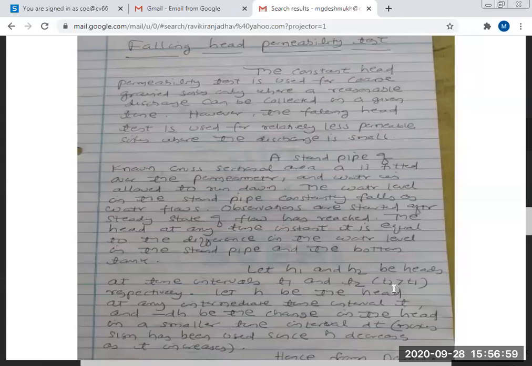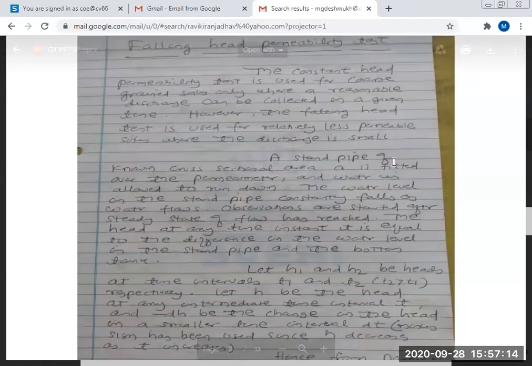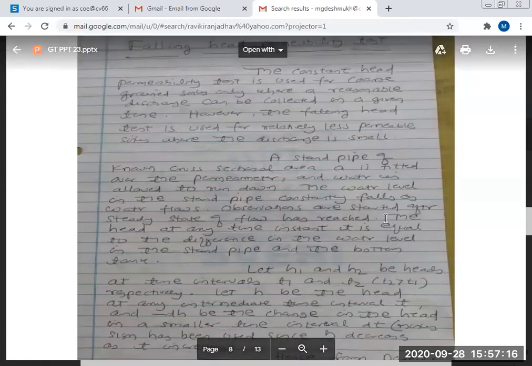The water level in the standpipe constantly falls as the water flows. Of course, when water flows, the water level will fall because we are not maintaining constant head here. Observations are started after steady state of flow has been reached.